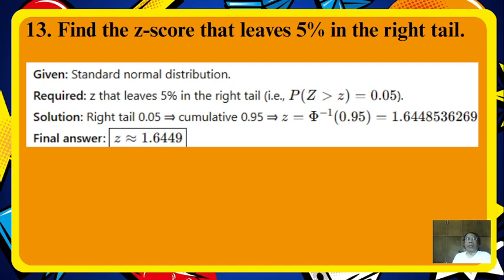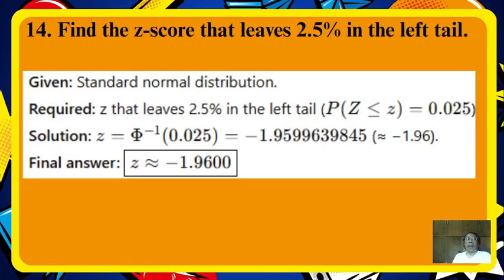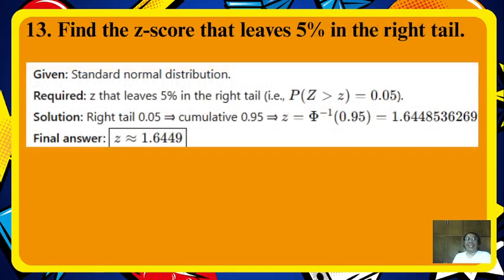Number 13. Find the score that leaves 5% in the right tail. So our solution is the right tail of 0.05. That's cumulative 0.95. So Z is equal to inverse tau of 0.95. Our final answer is 1.6449. Using our math portal, it should be the same, 1.6449.